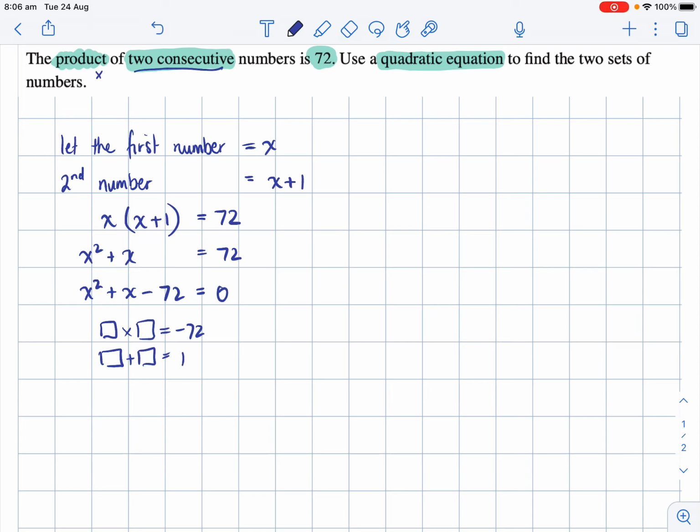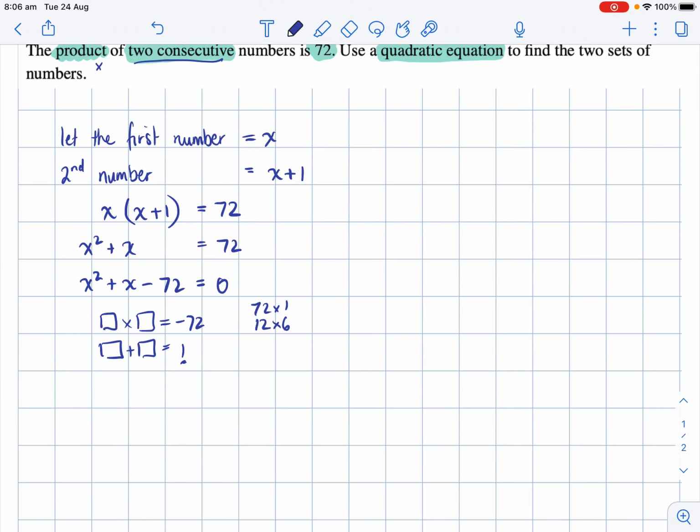Now, two consecutive numbers, we're assuming that they're going to be whole numbers in this situation. So let's see what we can come up with. Multiples of 72 that might add together to get 1. Right, what could we do? What can we get 72 with? We could have 12 times 6, but they're not going to go together to get 72. We could have 72 times 1. They're obviously not going to have a difference of 1. So I've got to think about numbers that have a difference by 1. And they are, hopefully you've thought about it already, 8 times 9.